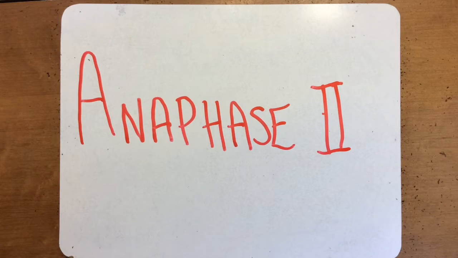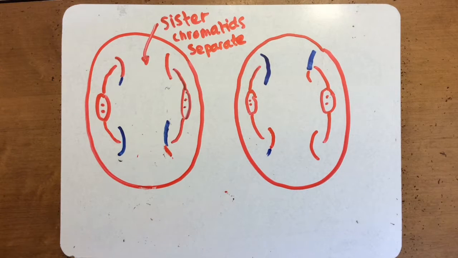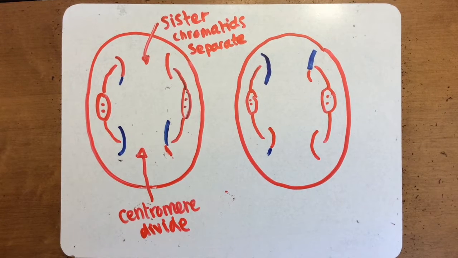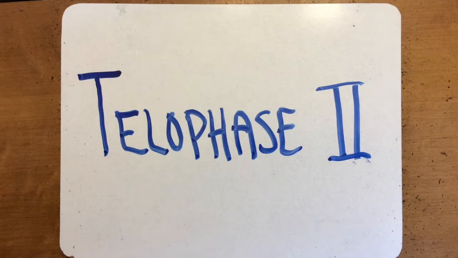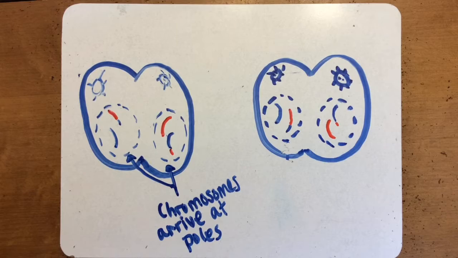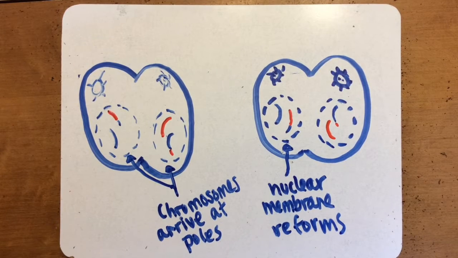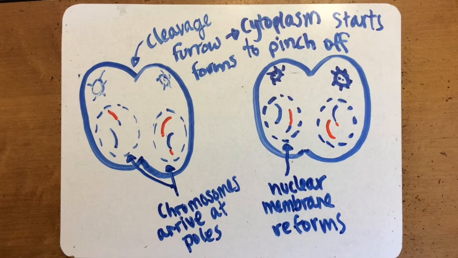The fourth phase of meiosis 2 is anaphase 2. This is what the cell looks like during anaphase 2. The sister chromatids have now separated, and the centromeres have divided. Also, the chromosomes have moved to the opposite poles of the cell. The fifth phase of meiosis 2 is telophase 2. This is what the cells look like during telophase 2. The chromosomes have arrived at the opposite poles, and the nuclear membrane is starting to reform. The cleavage furrow also forms in both cells, and the cytoplasm of both cells has started to pinch off.